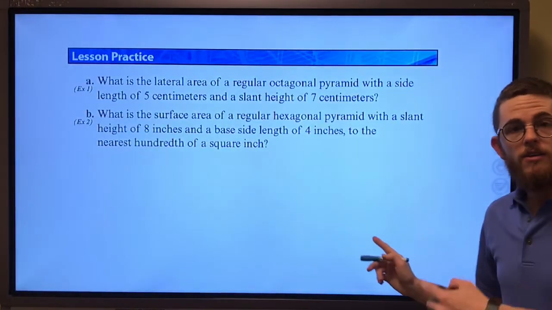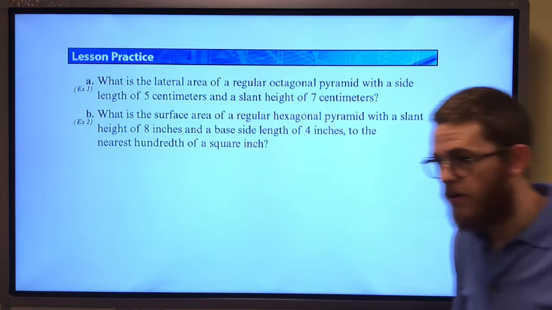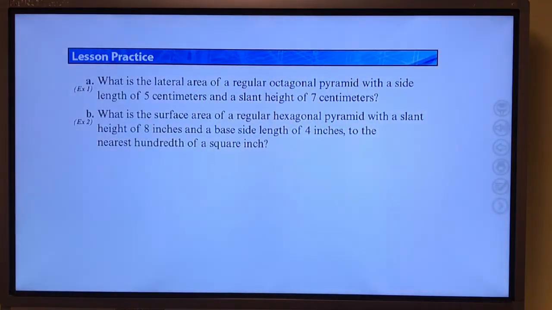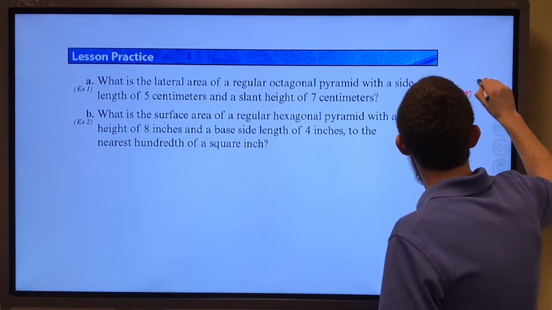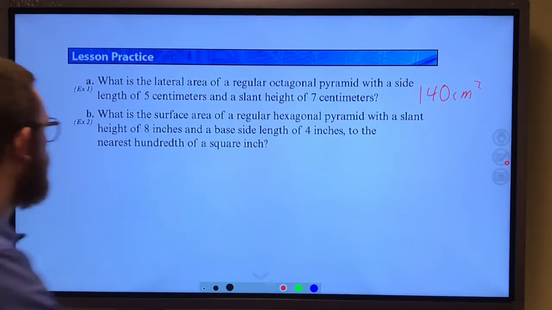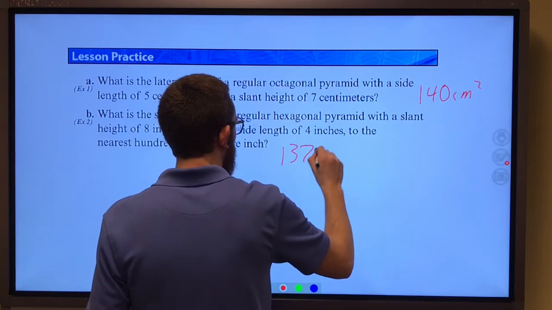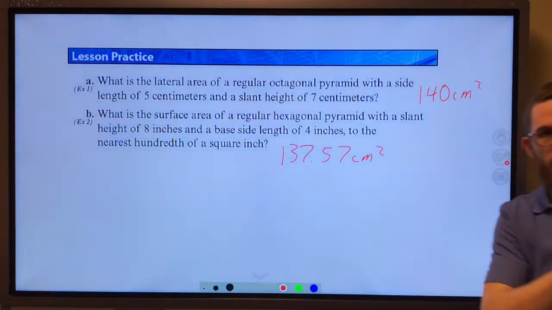All right, take a second, try some of these problems right here. I'll wait. I'll give you the answers in about 5, 4. You can always pause it. 3, 2, 1. All right, this first one should be 140 square centimeters. The second one should be about 137.57 square centimeters.